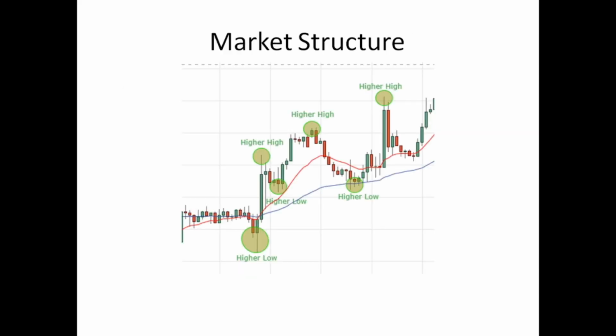So this is what it looks like on a chart. So this is an uptrend. You can see on the left hand side we've highlighted a higher low, then created a higher high, then price kind of came back down again and created a higher low, then moved up higher again, created another higher high, created another higher low, and then rallied up again, creating another higher high.